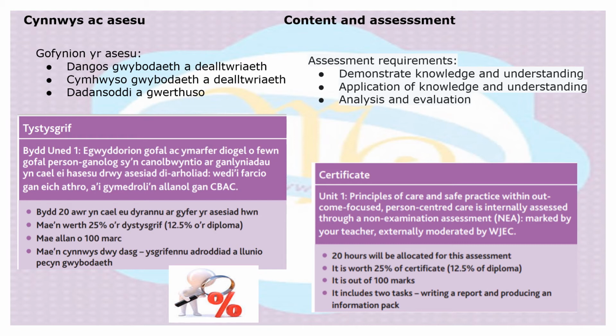Unit 1 is a non-examination assessment, marked by the teacher and externally moderated by WJEC. 20 hours will be allocated for this assessment. It is worth 25% of the certificate. It is out of 100 marks and it includes 2 tasks: writing a report and producing an information pack.